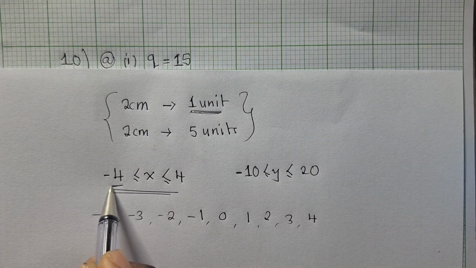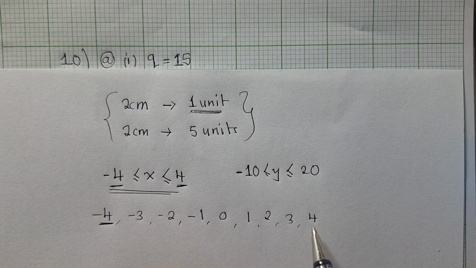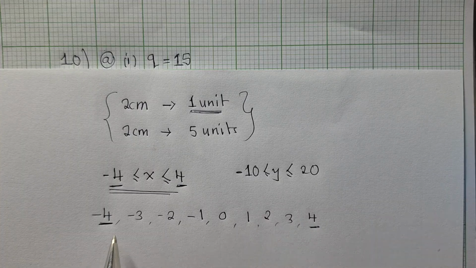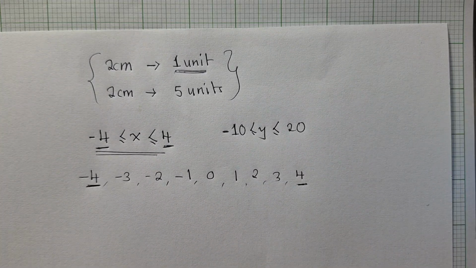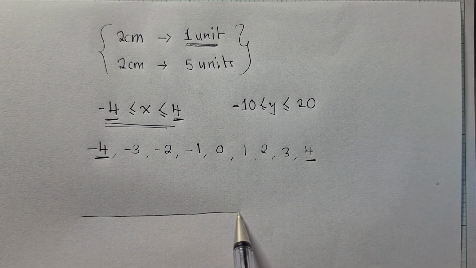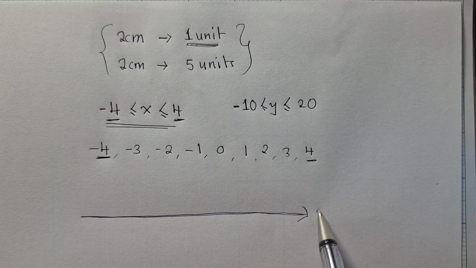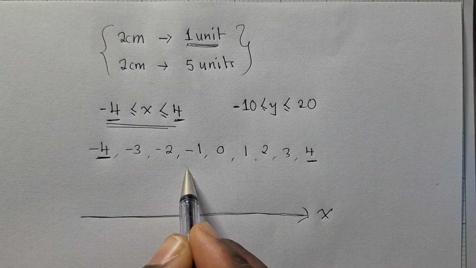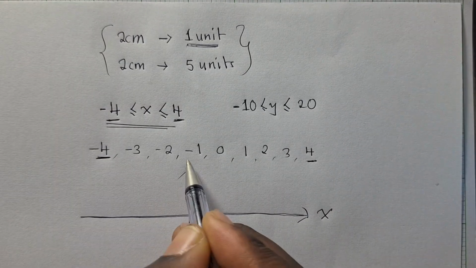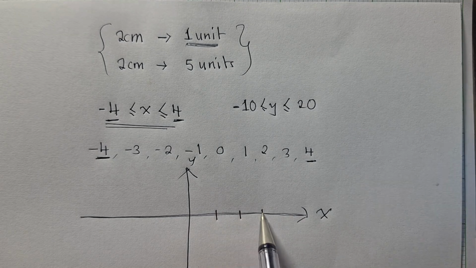So we are following this scale. Start from negative 4, which is here, and end at 4, which is right here. That is on the x-axis. In case you don't know, the x-axis is the line which moves horizontally like this. And the y-axis is supposed to be like this. This is what you have to know. So we are moving in ones on the x-axis.